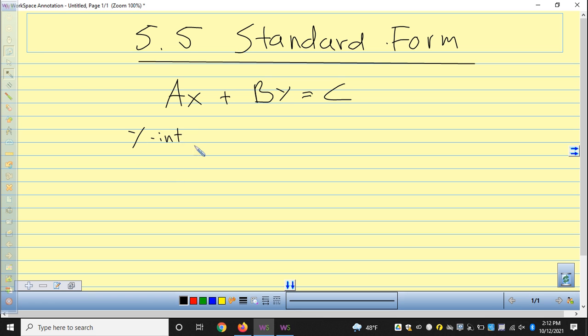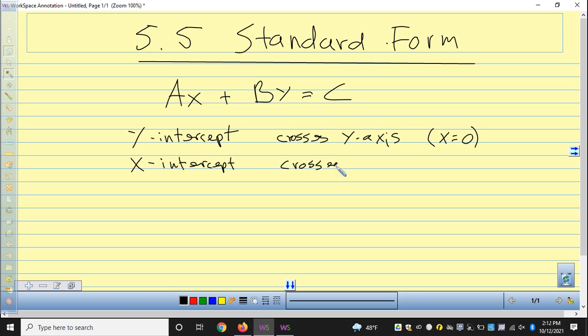So the y-intercept of any graph is where it crosses the y-axis. Where it crosses the y-axis is when x equals 0. And the x-intercept is where it crosses the x-axis. And that's true for any graph. And that is when y equals 0. And the x-intercept and y-intercept are very easy to find when the equation of our line is written in standard form.